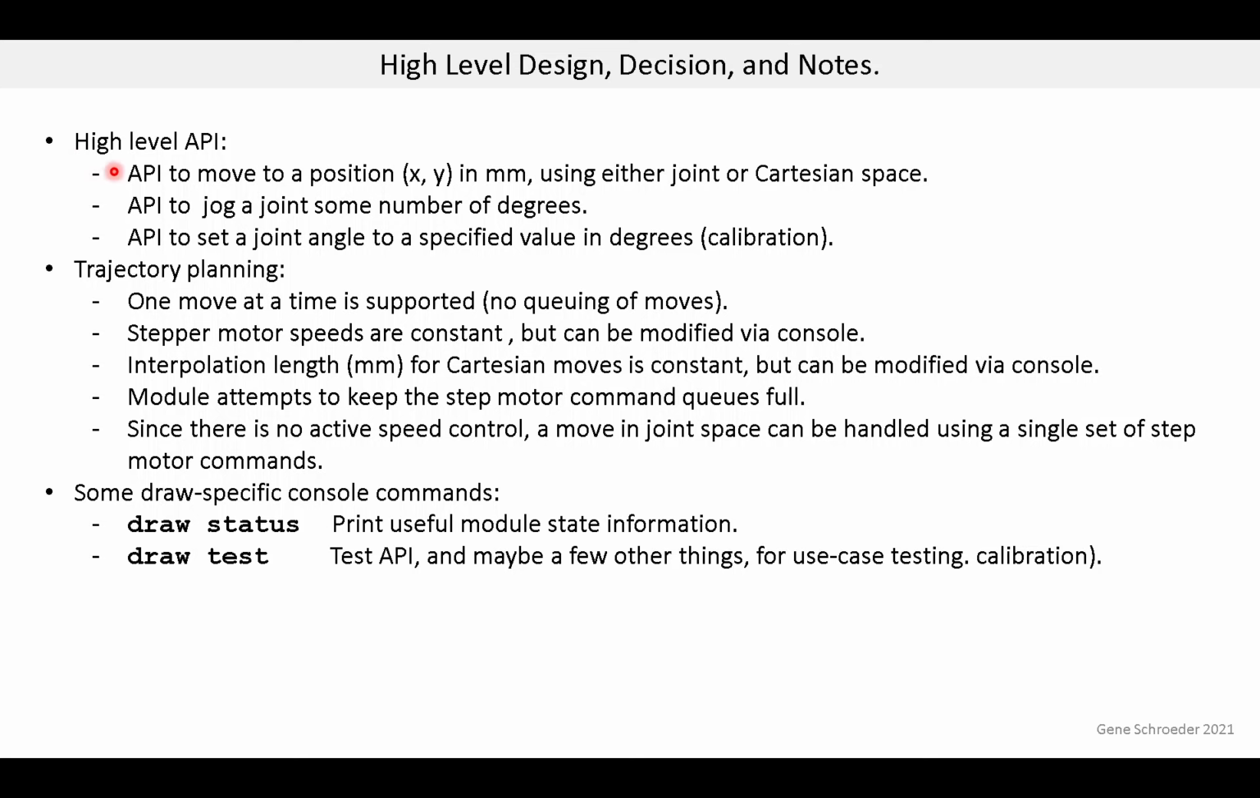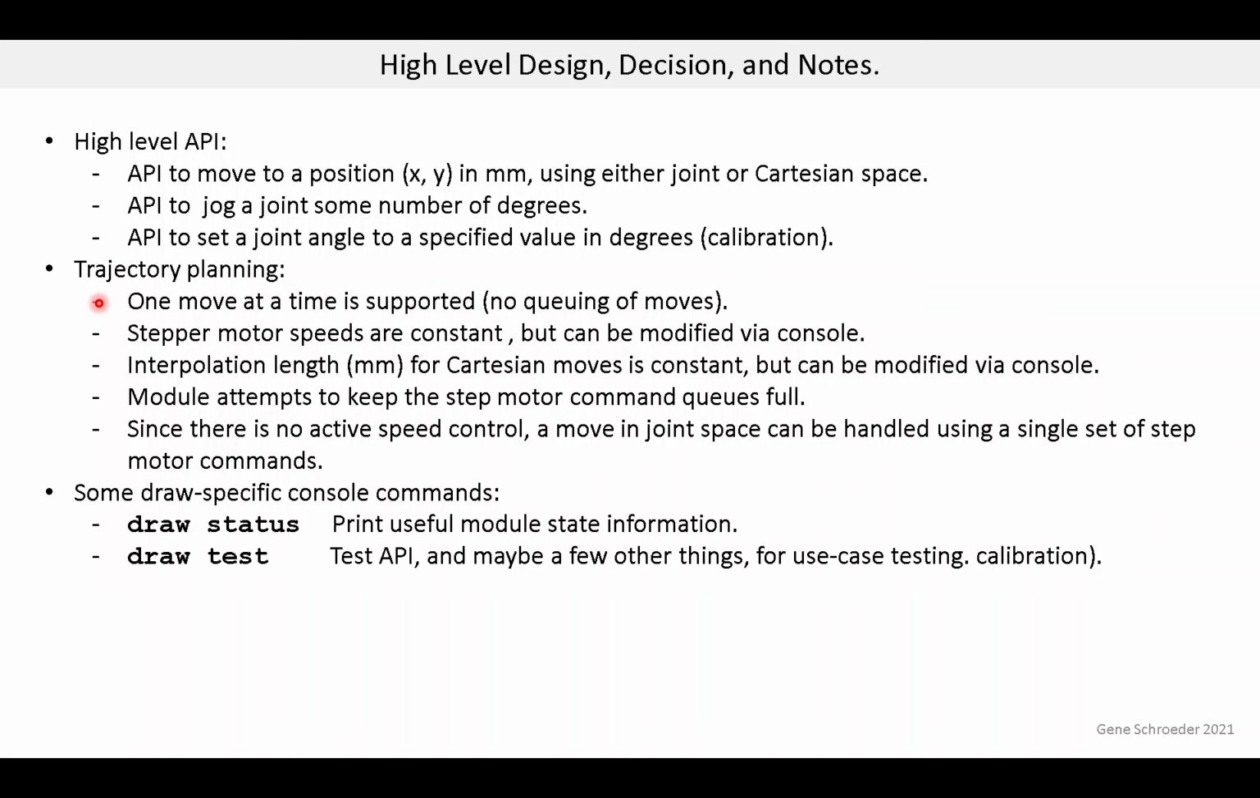So now let's get into the design, and we'll start with the API. The most fundamental API is to move from the current position to some final position, which is specified with millimeter coordinates, and to do the move in either joint or Cartesian space. And then we have a couple of APIs to support calibration, and I described that in the last slide. Basically, we have an API to let you jog a joint some number of degrees. And the idea is you will be jogging these joints to get all of the joints at the 0 degree position. And then there's an API to tell the module the joint angles are now at the 0 degree position, and that's calibration.